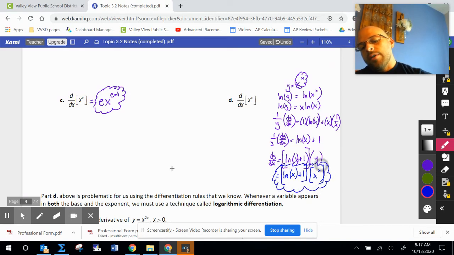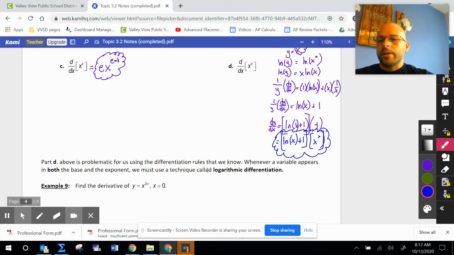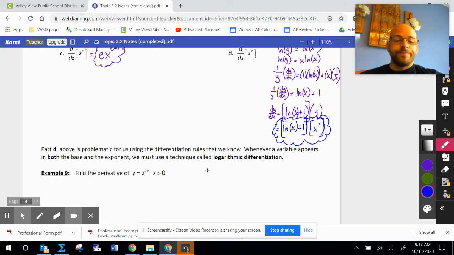So whenever you have a variable raised to another variable, we have to use something called logarithmic differentiation. And to do that, we're going to take the log of both sides. I always use natural log just because it's the easiest to work with, but you could use a log of a different base if you prefer. I'm going to take the log of both sides, use the properties of logs to get that exponent out of there, and then I have product rule, quotient rule, stuff like that. But I can get to the derivative.